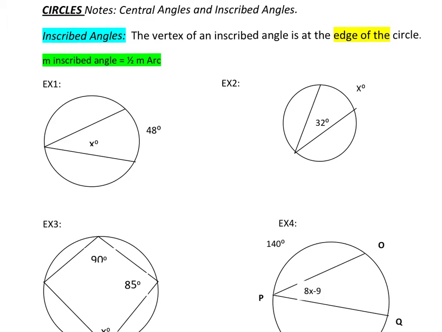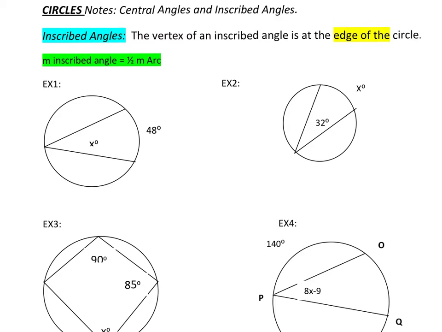Hi everyone, these notes are again on circles, and we will cover central angles and inscribed angles. An inscribed angle is an angle that has its vertex on the edge of the circle. So that's how we can tell if an angle is an inscribed angle. The measure of the inscribed angle is equal to 1/2 the measure of the arc it intersects.